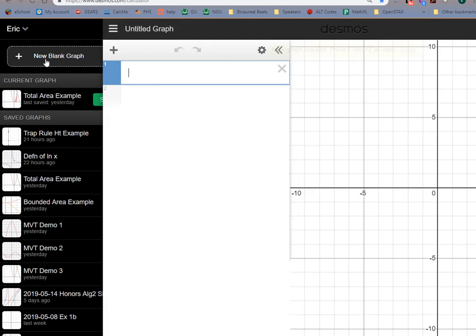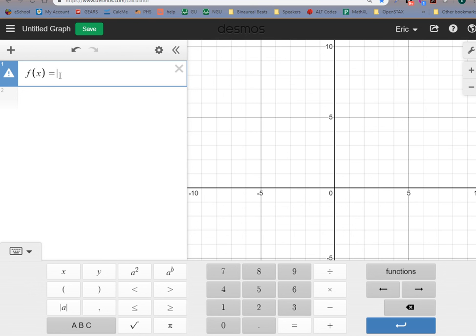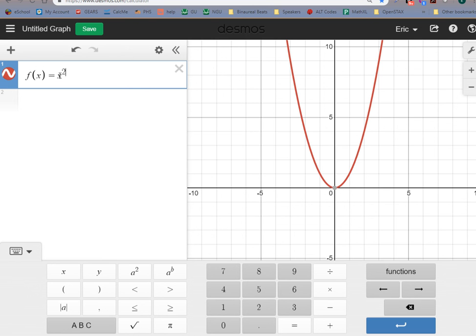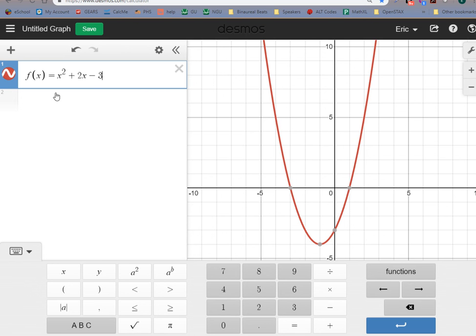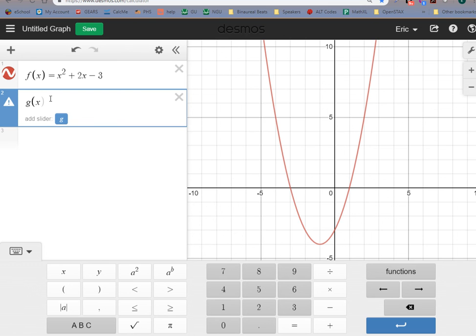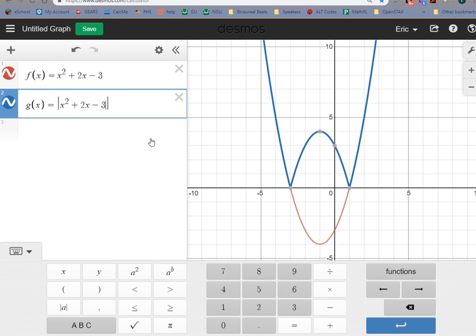So let me just get a new blank graph. What was this function? X squared plus 2x minus 3. Okay, there's my function. Okay, let's do g of x. And if I do absolute values around the whole thing, watch what it does. It just bounces everything off the x-axis. See how that works? Everything gets reflected. Everything that's below the x-axis gets bounced up above the x-axis.